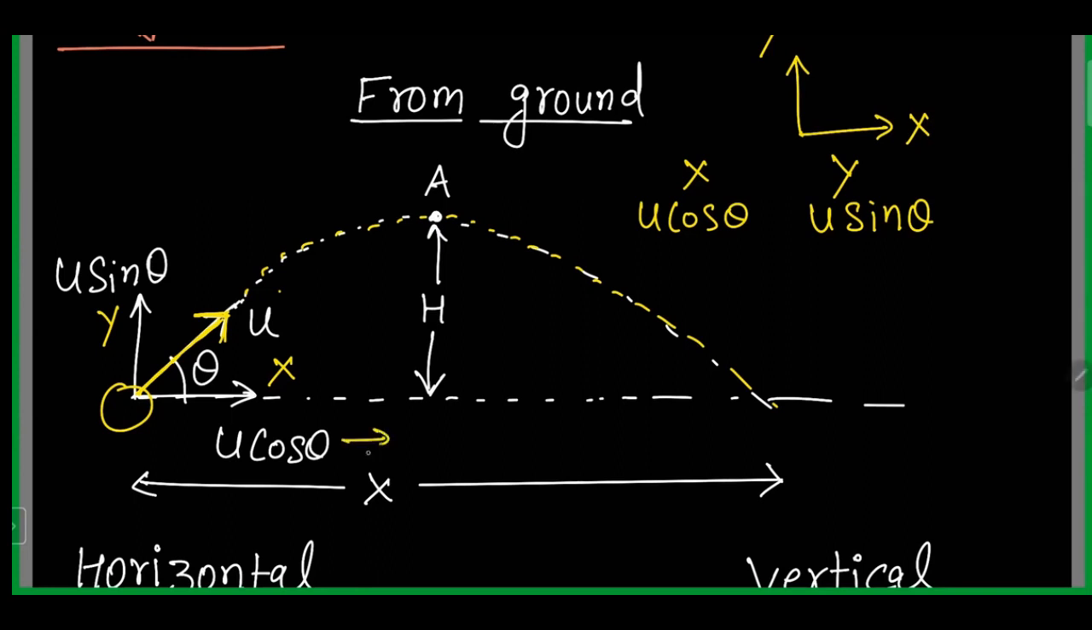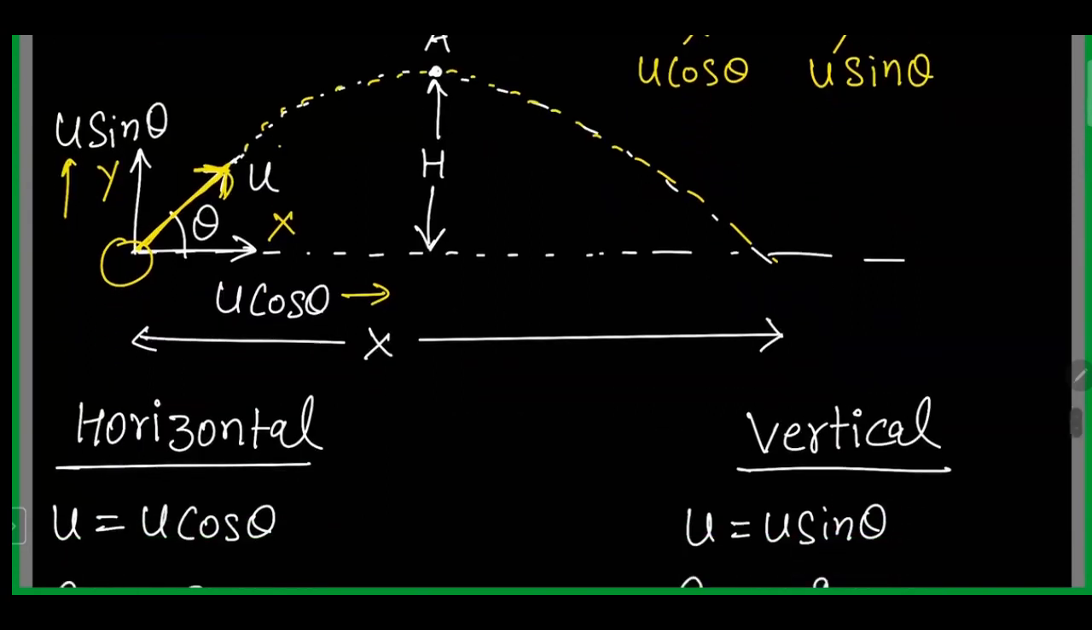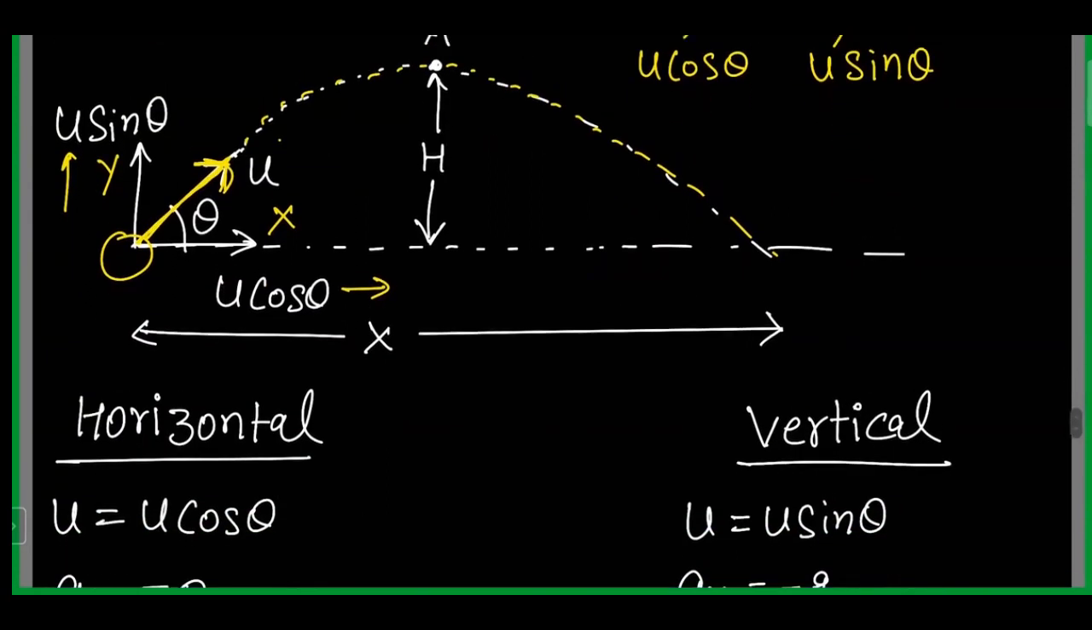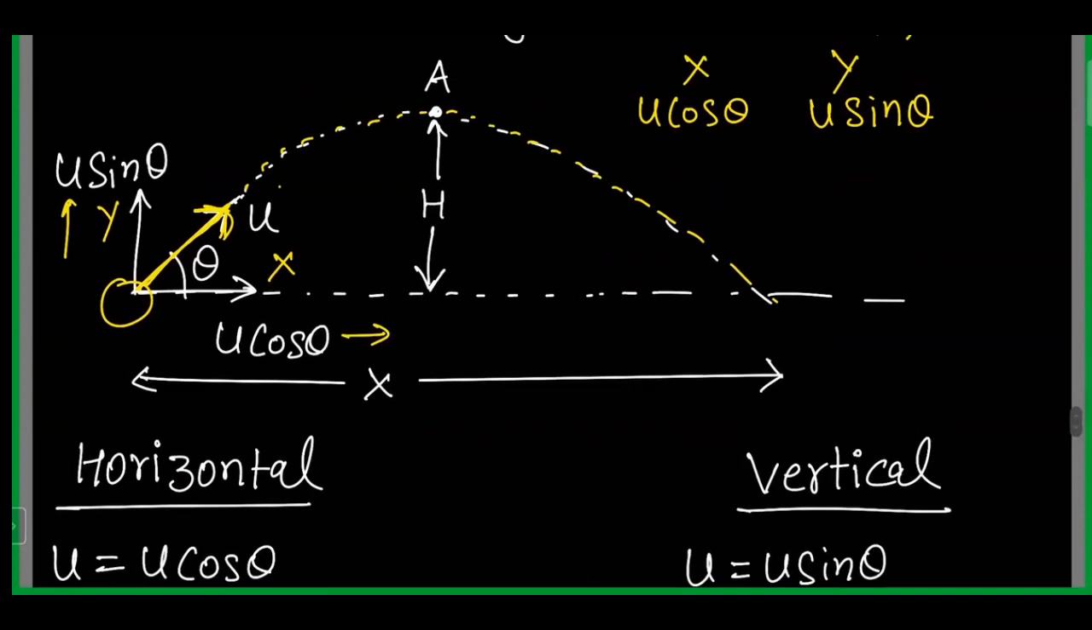So I am going in the x direction with the speed of u cos theta, and I am going in the y direction with the speed of u sin theta. Overall, I am going in this direction with speed of u. I hope that you understood this. So whenever you have to solve motion in two dimensions, you solve the equations separately: separately for horizontal, that is the x-axis, and separately for vertical, meaning the y-axis.